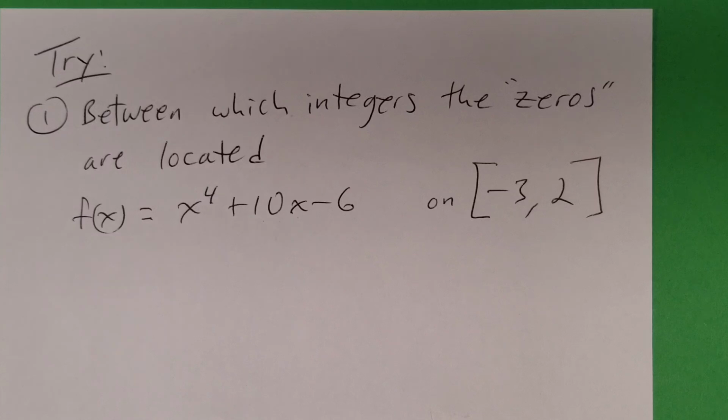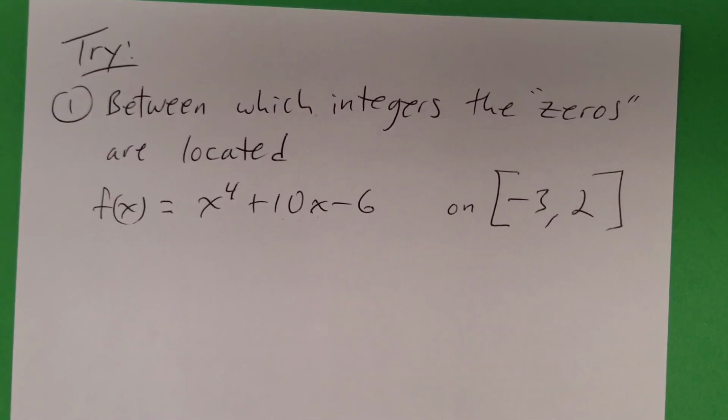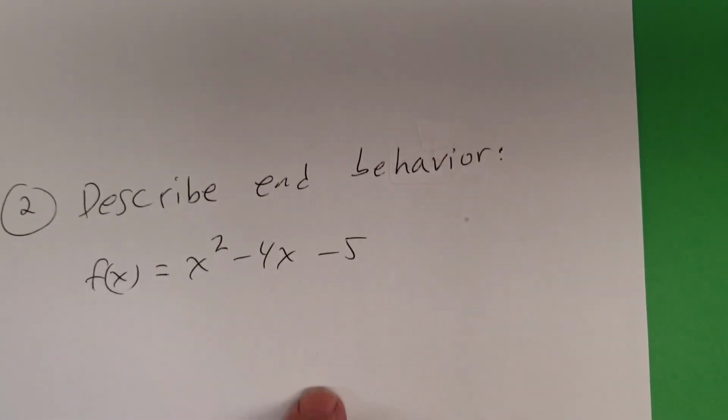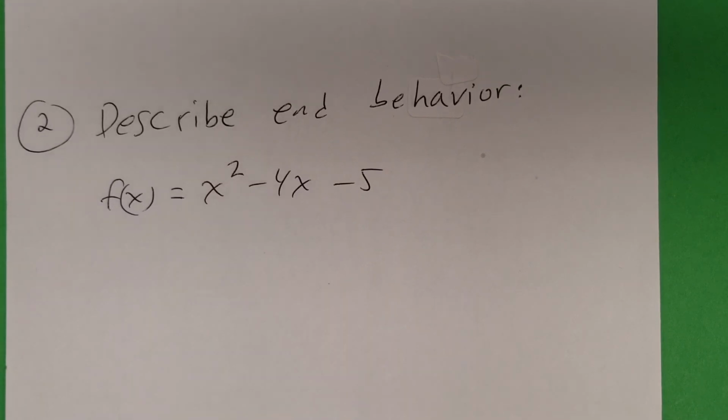Right? You're looking at the sign. When does it switch signs? And then describe the behavior. So start your chart, 0 in the middle, and then 1,000, 10,000, 100,000 to the left, 1,000, 10,000, 100,000 to the right, and see what happens when you plug those in. Okay? Do them just like the examples.